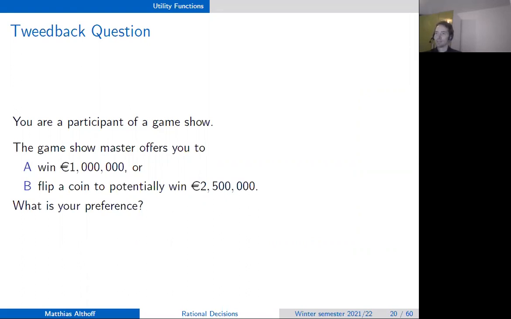Good. So now let's go to the next feedback question. It's again about money. Today is a lot about money. So let's say you're a participant in a game show, and the game show master offers you to win 1 million euros straight away, so you get the money for sure, or he or she will flip a coin, and you can potentially win 2.5 million euros. So what would you choose, A or B? Please select.